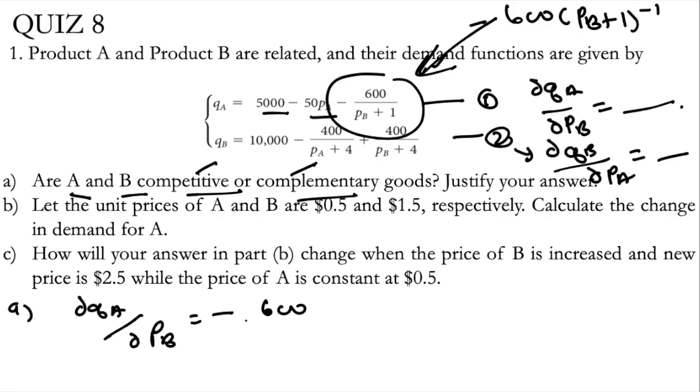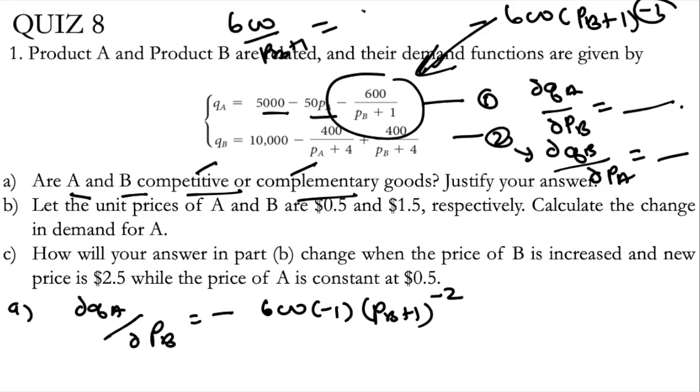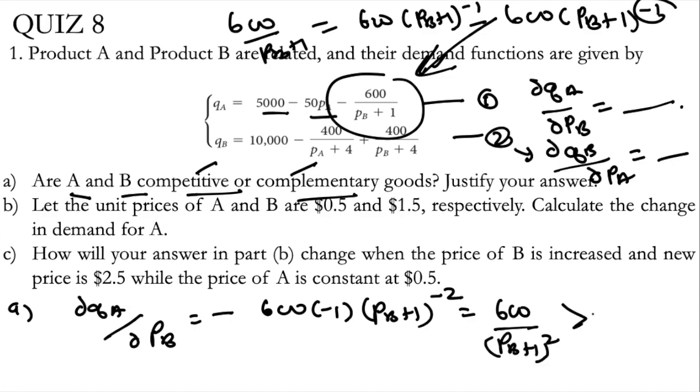So when I differentiate, it becomes minus 600. The power here, bring it down, minus 1, and then PB plus 1 in brackets to the power of minus 2. This is the chain rule. I can simply write 600 over PB plus 1 as 600 times PB plus 1 to the power of minus 1. Then I can do differentiation as usual. So minus times minus gives positive 600 over PB plus 1 squared, isn't it? Which is positive.